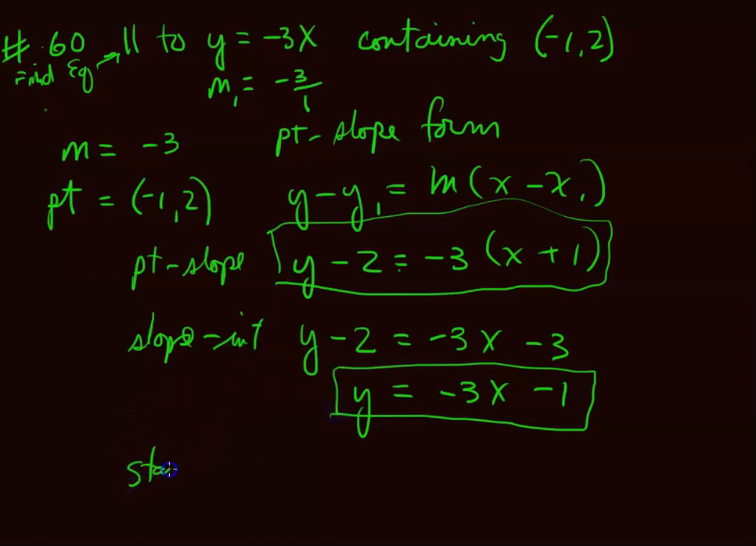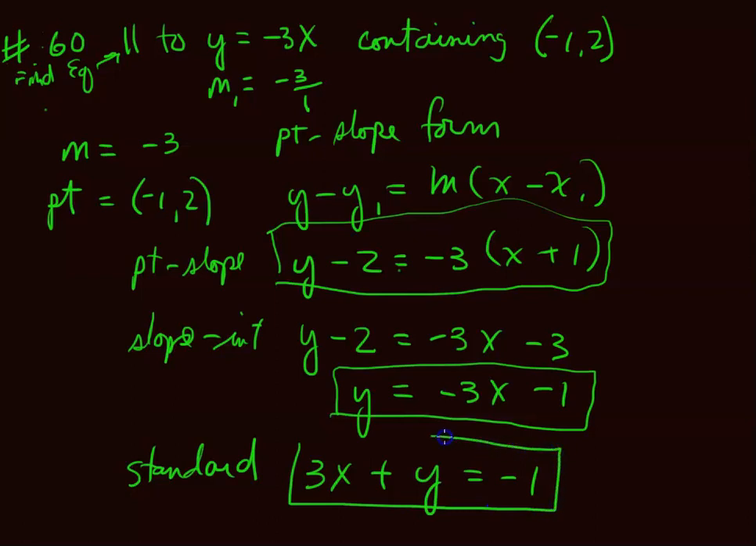And standard form, let's see, I need the x's over here on the left too. 3x, oh, that's nice, plus y equals a negative 1. I don't have to do anything else because I've got integers for the coefficients and a, that leading coefficient, is positive. I got any form you want. So you can do the rest of these.